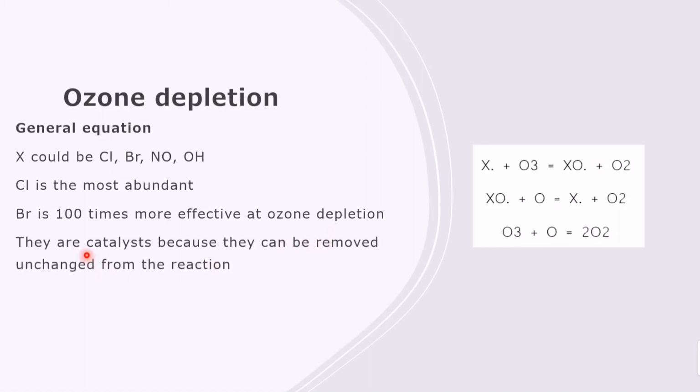And you can see that these radicals are catalysts. And this is because they are removed unchanged from the reaction. So you can see here that we have our radical, and it's produced chemically unchanged in the products as well. So it is a catalyst for ozone depletion, meaning after the reaction, after it has depleted this ozone, it can go on to deplete more ozone, which is why it is so dangerous for our stratosphere. It's because it has a long residence life. It can continue this chain reaction to deplete more ozone.